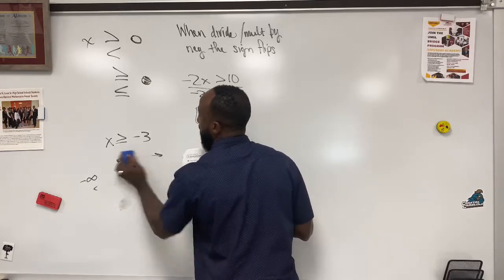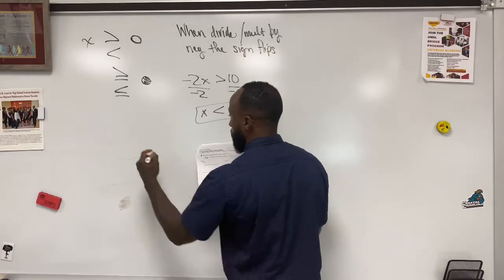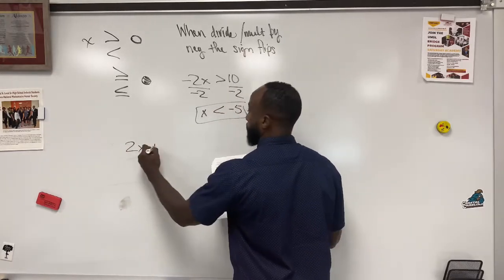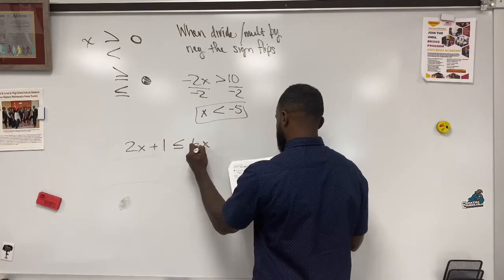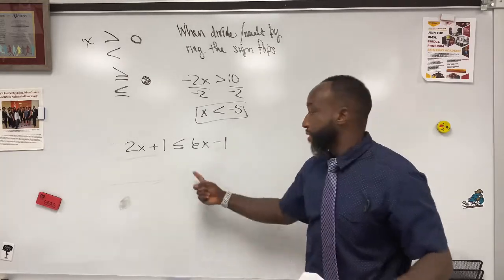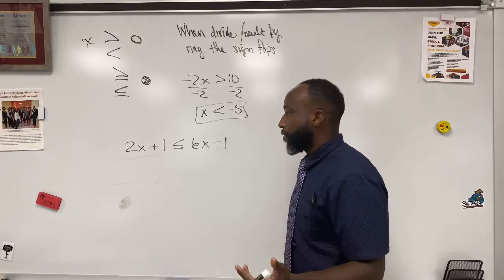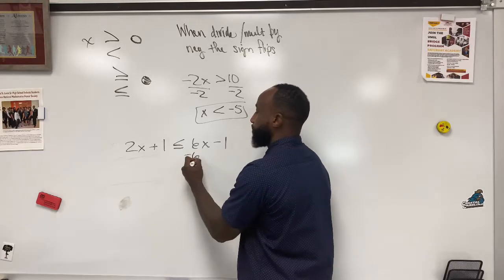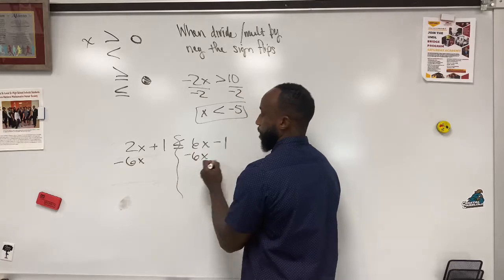Let's get to the meat and potatoes. Let's look at a solving problem. We're going to solve 2x plus 1 is less than or equal to 6x minus 1. Again, you solve the same way as if this was an equal sign. The first thing we want to do is move a number. Because we want to keep the x on this side, we're going to subtract 6x from both sides.